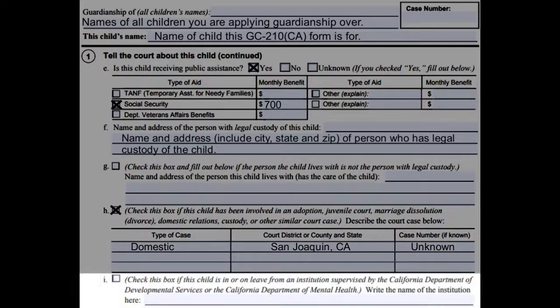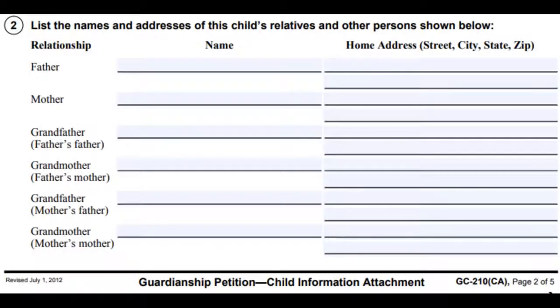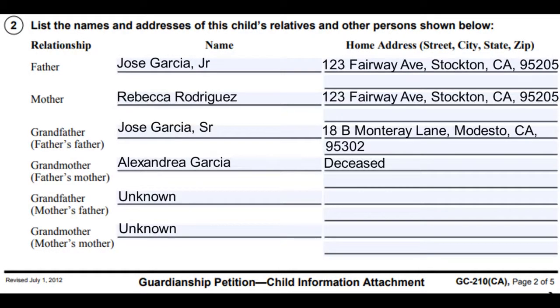If the child is in or on leave from an institution supervised by the California Department of Development Services or the California Department of Mental Health, check box I and write down the name of the institution. On number 2, list the names and addresses of the children's relatives and other persons shown below. If not known, write unknown. If deceased, write deceased.